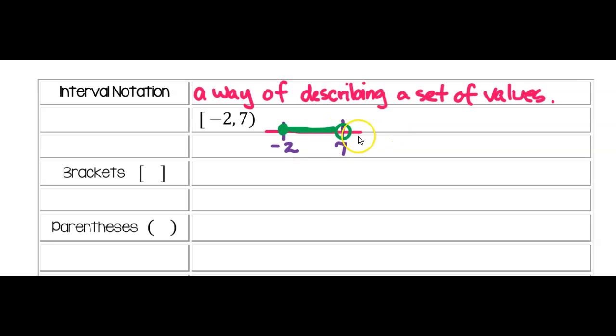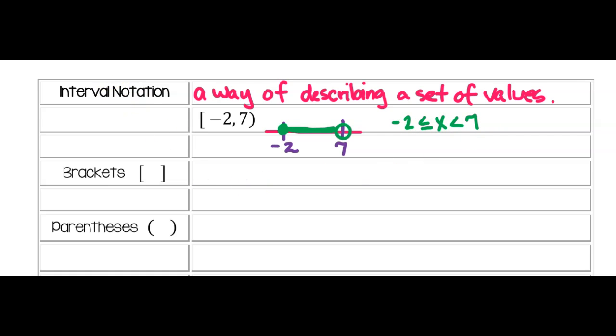So we can also write this as an inequality. So -2 is less than or equal to x, which is less than 7. So again, -2 is less than or equal to x is the same thing as saying x is greater than or equal to -2, and x is less than 7.